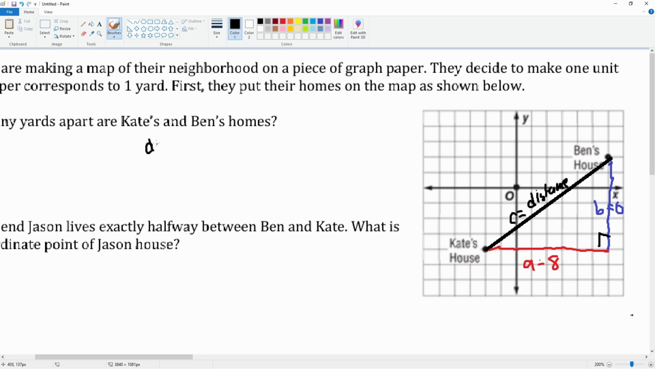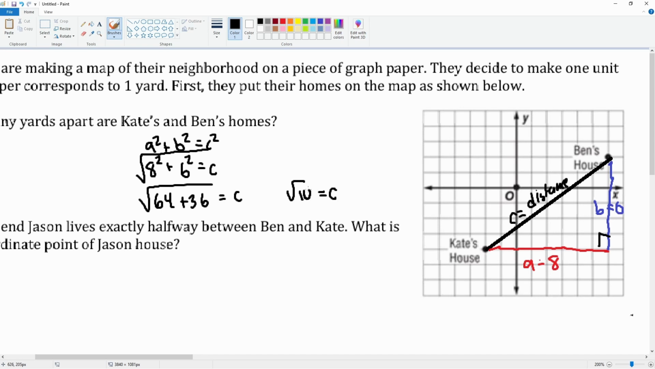So basically it's A squared plus B squared is equal to C squared. But here this is 8 squared plus 6 squared is equal to C squared. If you square root both sides, this should be the square root of 64 plus 36 is equal to C. So C is equal to the square root of 100, which is just 10. Right, so that's what that distance is.